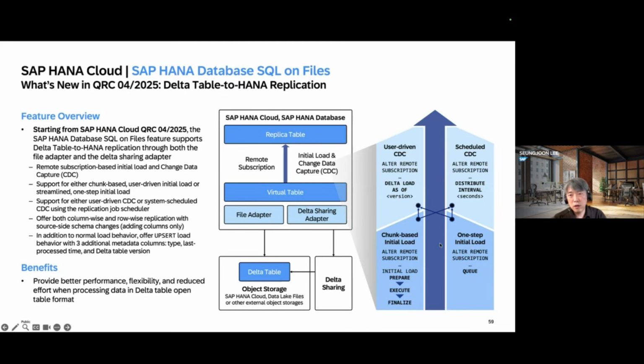Once the initial load is done, the next step can be change data capture. Here we also offer two options. One is user-driven CDC, change data capture, which is based on the Delta table version. So Delta load as a version, that's the one option. Another is based on our internal job scheduler. You can configure the scheduled CDC, which is triggered with an interval in seconds. I will show you the detail in the demo.